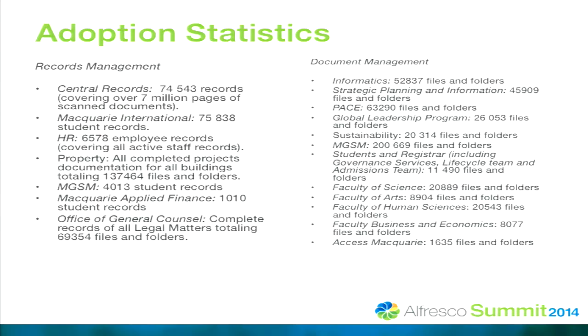Property is a very big department looking after all the building maintenance. The university has gone through and built new libraries and everything like that. So they have lots of records, a lot of drawings, lots of plans. All that has also been ingested into Alfresco. MGSM have about 4,000 records. We have Macquarie Applied Finance, which is a separate controlled entity, sort of like a college in the city looking after a separate set of students.